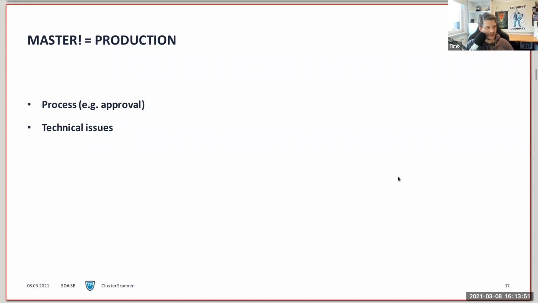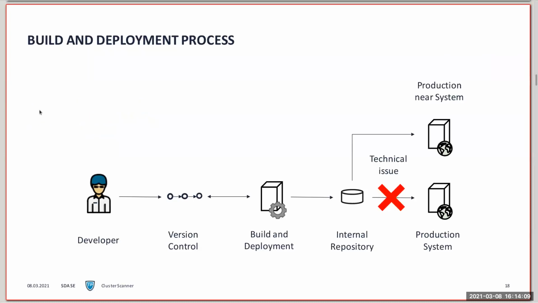One thing we also have to take a look at: master is not equal to production. That's why I said "should". Maybe there are some processes like approval or technical issues which also will stop pushing something to production. Let's take a look. When we have the build and deployment and it's getting pushed to the internal repository, there might be a technical issue here which prevents the image from going into production. Maybe it's on the test system, but it's not in production.